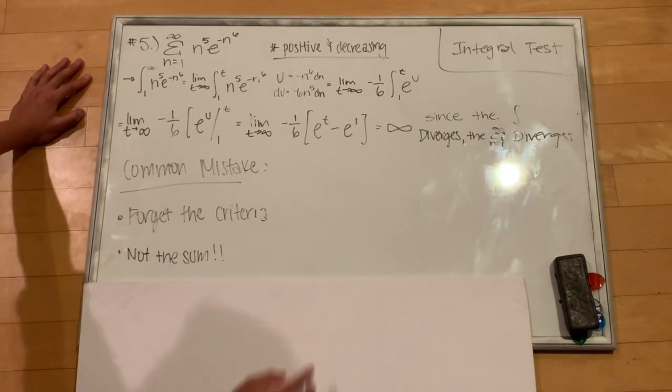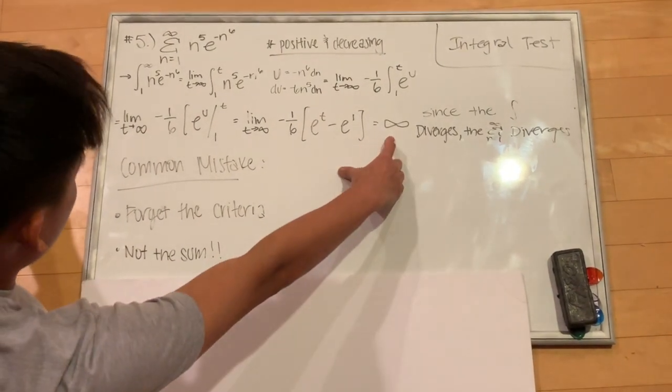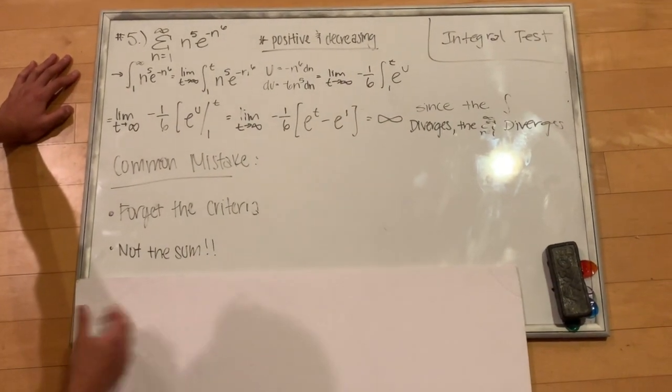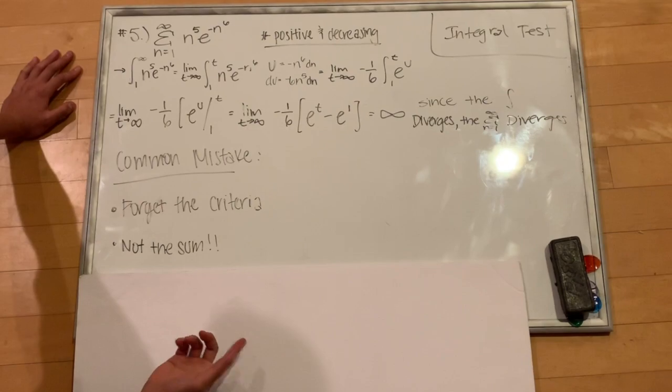Also, if it did converge right here, that's not the sum, because remember, you can only find the sum by using telescoping and geometric series.